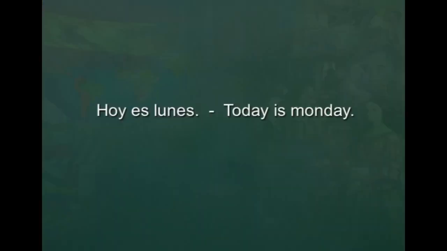Hoy es lunes. Remember, we have learned the names of days. So lunes is Monday. So, hoy es lunes. Today is Monday. Ayer, domingo, Sunday. Anteayer, el sábado. Day before yesterday, Saturday. Mañana, martes. Yes. Tomorrow, Tuesday. Pasado mañana, miércoles. Yes, Wednesday. Correct. You're already learning now.